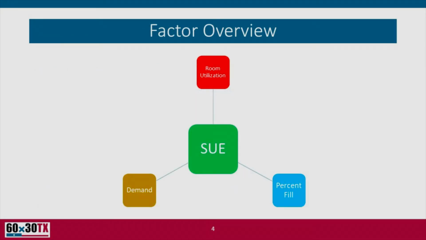The factor overview here shows the areas by which we evaluate, which is the room utilization. This is done on the classrooms as well as the class labs, the demand hours that go into those particular classrooms and class labs, as well as the percent fill, the ratio of students to capacity that goes into these particular classrooms and class labs.